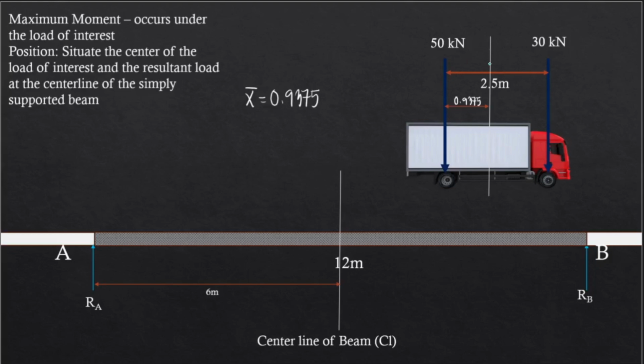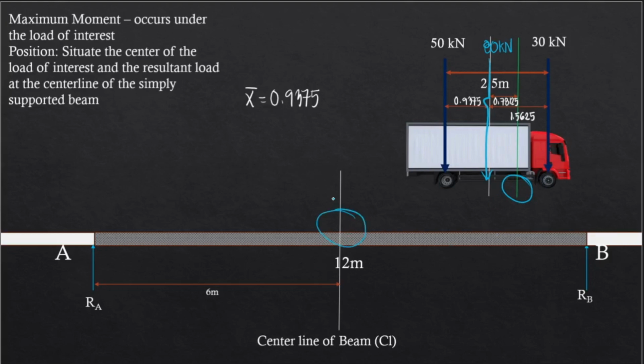Now this is our resultant force, which is again 80. And so this remaining distance will be 2.5 minus 0.9375, which gives us 1.5625. Now getting the center of this load and the 30 kN load, we have this line. And so this distance will be half of 1.5625, which is 0.78125.